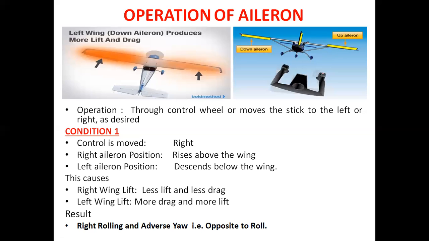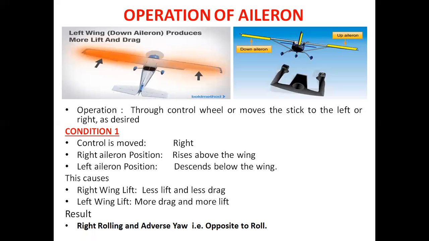So this wing, if it gets deflected upward, has less lift and less drag as compared to the left wing. Now the left wing has more lift and more drag, that drag is known as the induced drag, which is created by the lift generation. So there must be a differential of lift and differential of drag in both left and right wing. That will result in the aircraft rolling towards right.